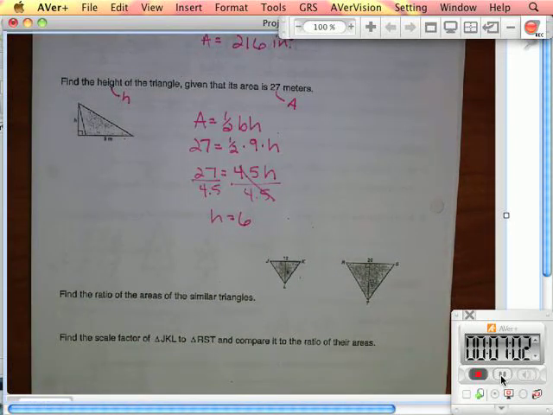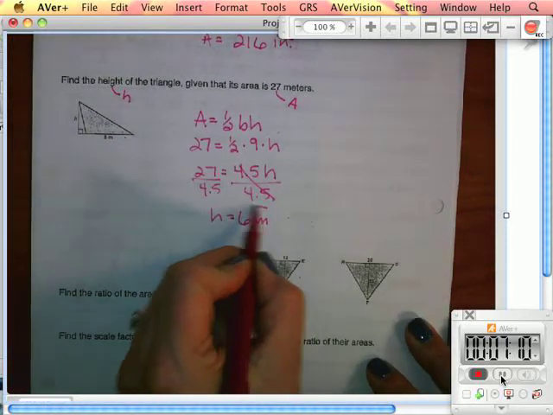Correct yourself. Is it meter squared or is it meter? Just meter because I'm not looking for area. I'm just looking for the side length. So it's just meter. Okay?